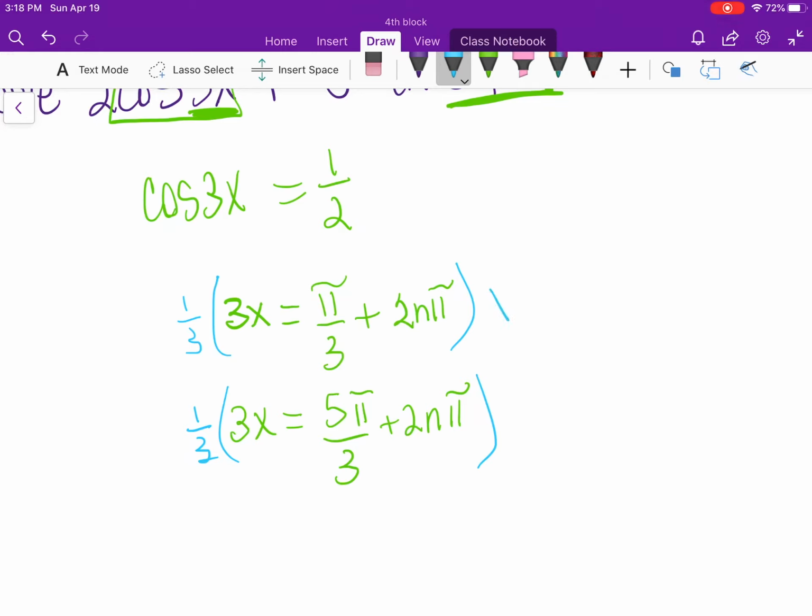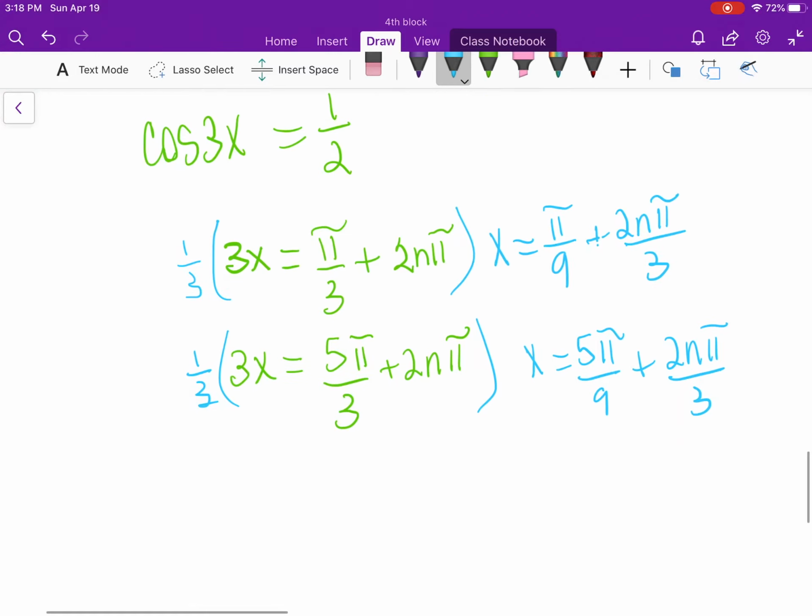So multiplying everything by 1/3, x is equal to pi over 9 plus 2n pi over 3. And then here, x is equal to 5 pi over 9 plus 2n pi over 3. Now, when n is 1, that means just one rotation around the circle. Okay, actually, let's start with 0. When n is 0, that means you're just looking originally around the circle, and so that's just going to be pi over 9 and 5 pi over 9.